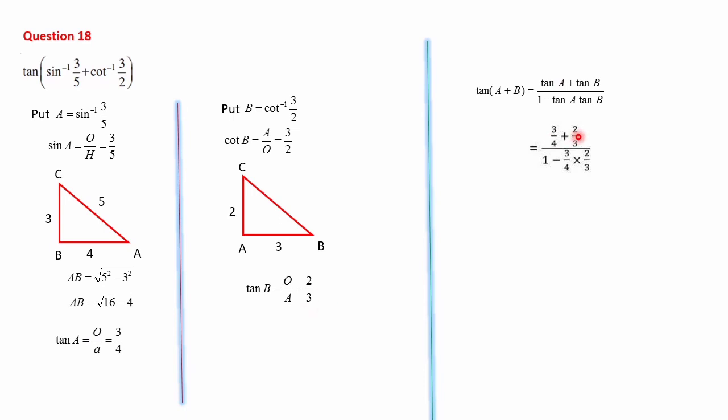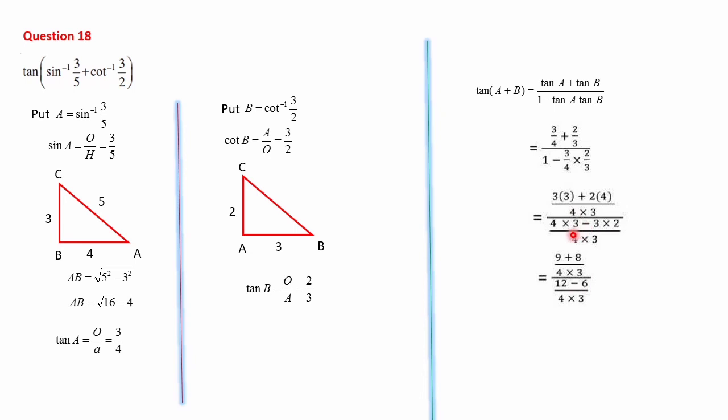So 3 by 4 plus 2 by 3 divided by 1 minus 3 by 4 into 2 by 3. And here we'll go for normal calculation. In the numerator, if you take the LCM of 4 and 3, 3 into 3 is 9 plus 4 into 2 is 8. In the denominator also we take the LCM of 4 and 3: 4 into 3 into 1 is 4 into 3, minus here nothing to multiply, that is 3 into 2 itself. Then we get 3 into 3 is 9, 2 into 4 is 8, and here 4 into 3 is 12, 3 into 2 is 6.